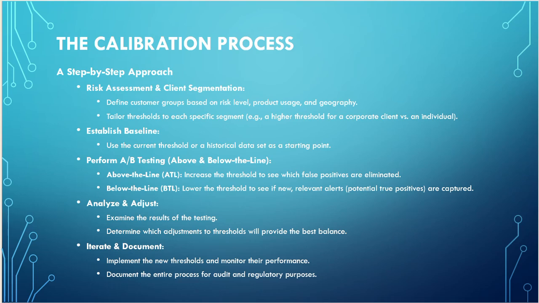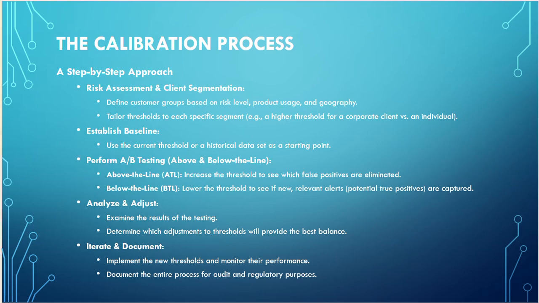Then we perform the A/B testing, which we call above and below the line testing, the ATL and the BTL. Above the line testing will increase the threshold to see which false positives are eliminated and reduced from the system. Then the below the line testing lowers the threshold to see if new relevant alerts or potential true positives are captured or not captured by the system. That analysis we do in the ATL and BTL testing.